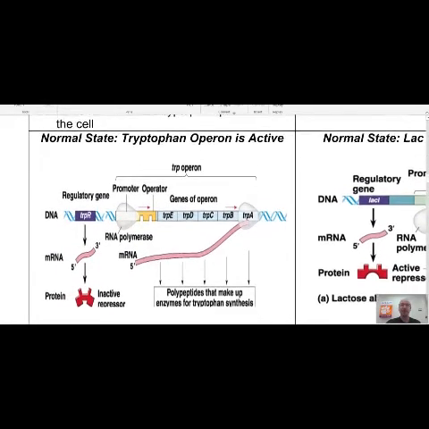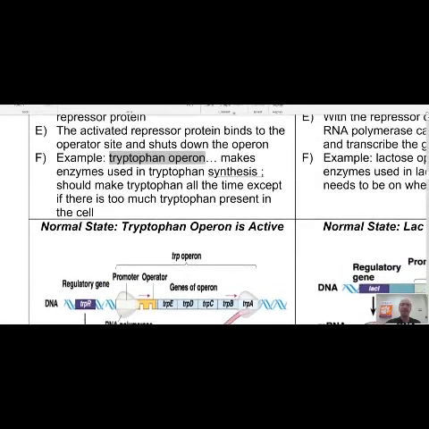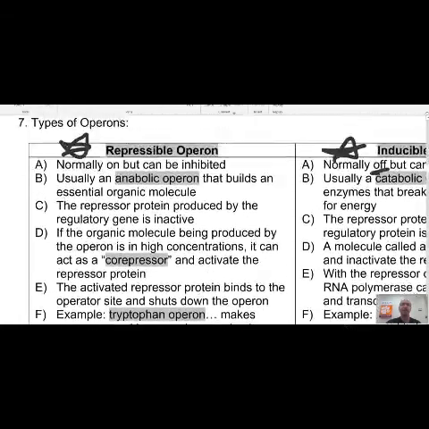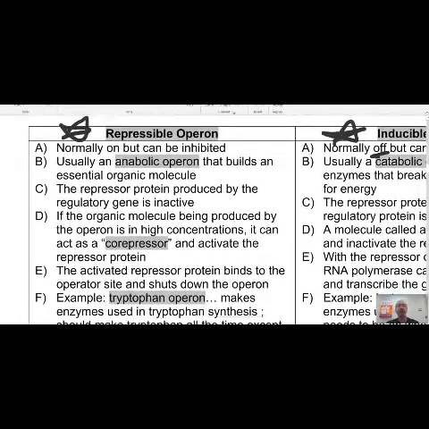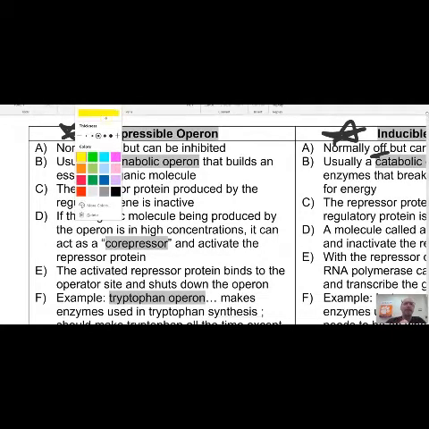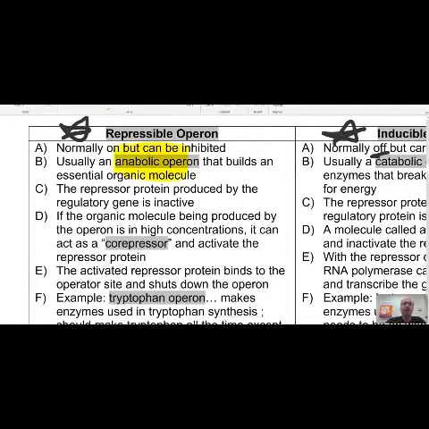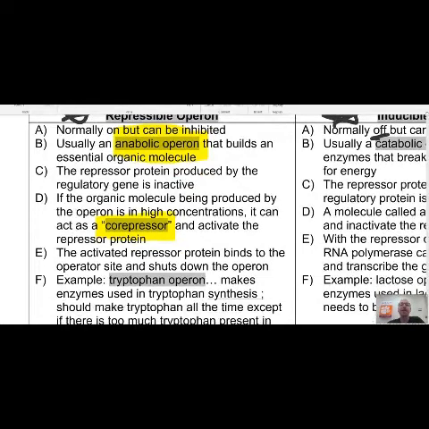Let's go over to the opposite. This is called the repressible operon. This one is normally on. It's usually for building, so we would call this an anabolic operon. The example that I'm going to use is tryptophan, and tryptophan is going to act as a co-repressor. So again, this is just the reverse of the inducible operon.